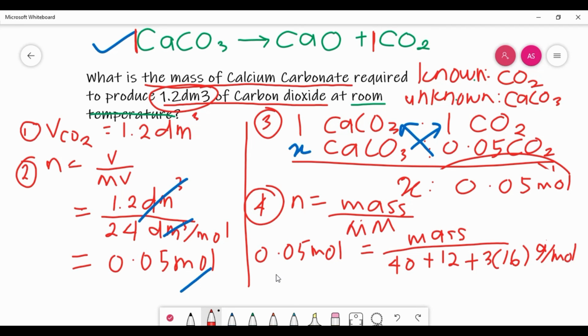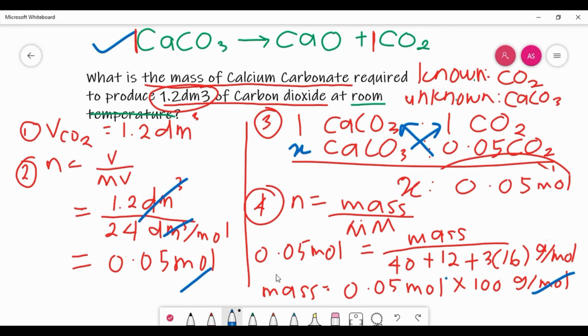So the unit is gram over mole. So now your mass will be 0.05 mole times with 100 gram per mole. Okay. So mole dengan mole, part ni mole dengan mole boleh potong. So 0.05 times with 100, you will get 5 gram. So this will be your answer. Faham?